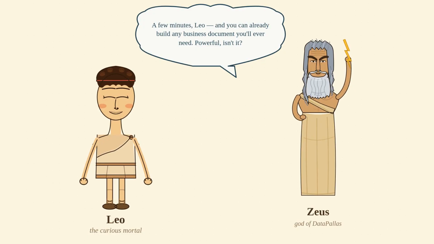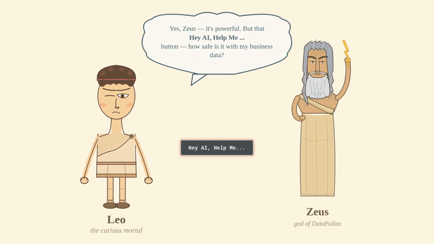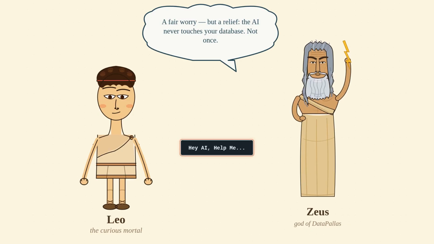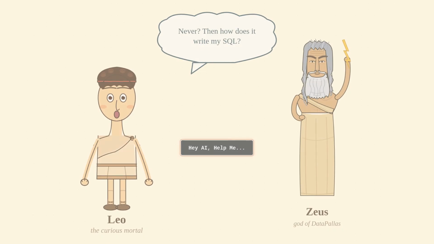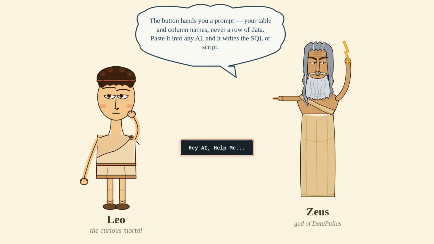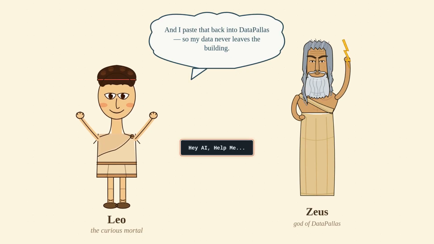Powerful, isn't it? Yes, Zeus, it's powerful. But that Hey AI, help me button, how safe is it with my business data? A fair worry, but a relief. The AI never touches your database. Not once. Never? Then how does it write my SQL? The button hands you a prompt, your table and column names, never a row of data. Paste it into any AI and it writes the SQL or script. And I paste that back into DataPallas, so my data never leaves the building.